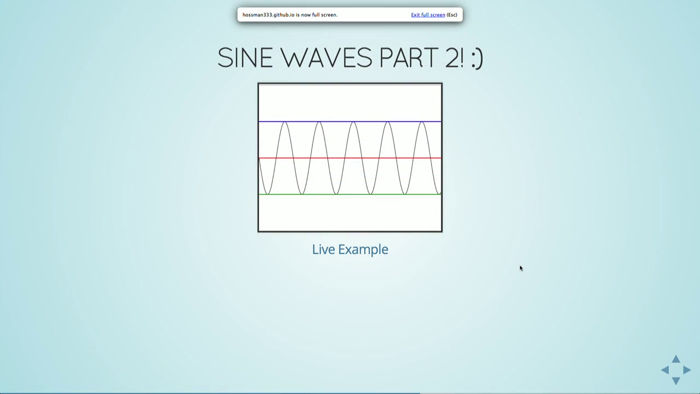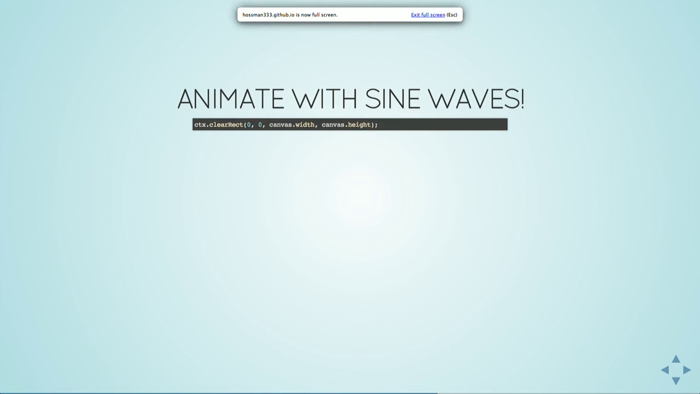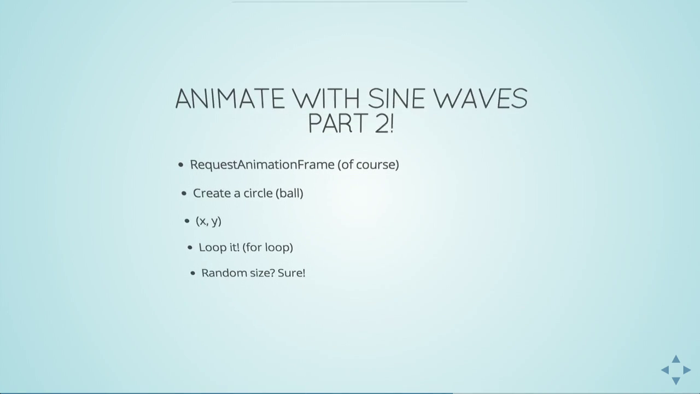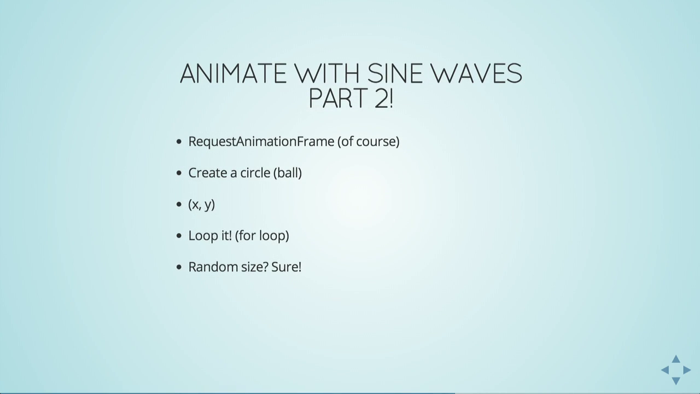All right, so this is kind of boring. And let's animate with sine waves. So we clear the canvas so it doesn't leave its trail. And now we animate. We get a requestAnimationFrame, of course, because we need a loop, so we need it to always refresh, just like a game loop. We create the circle or whatever you want to create, give it an x and y, and let's loop it so that when it gets off the screen, it'll just send in another ball and another ball. And random size, sure, why not?